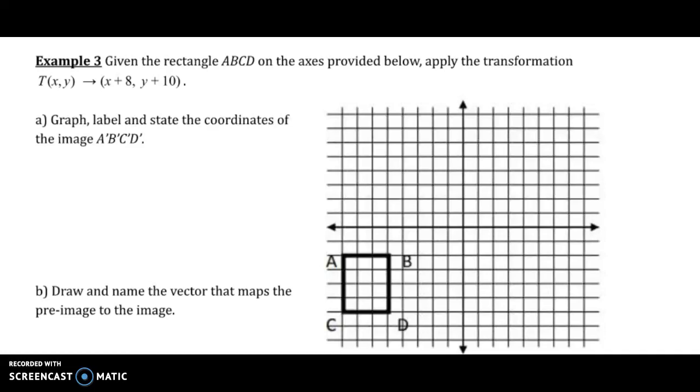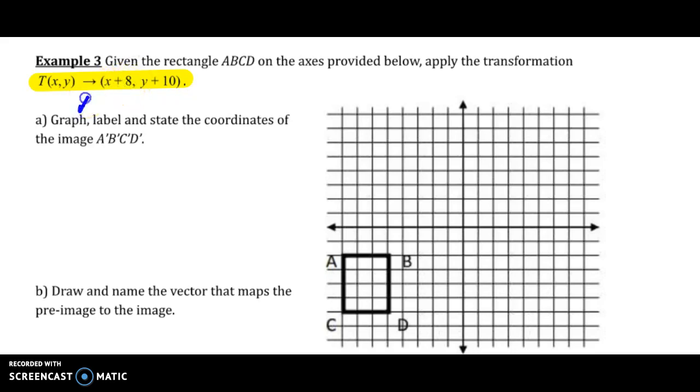Unit 3, Lesson 5, this is the third example. So we're given rectangle ABCD on the axes provided below. Apply the transformation. So we're translating, that's what the capital T stands for, (x, y), and they give us this rule where we're adding 8 to x and we're adding 10 to y.